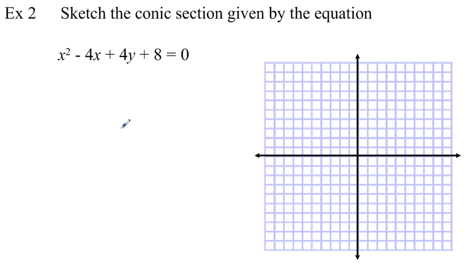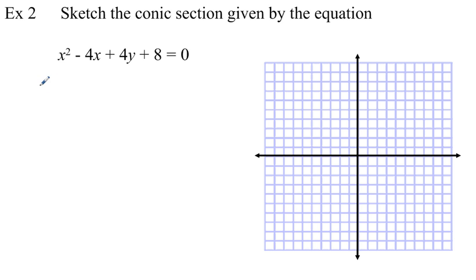Okay. So here's our second example. Sketch the conic section given by the equation. Now, we can tell it's a parabola because notice there's an x squared, but there's not a y squared. Remember with the circle, there was an x squared and a y squared? With a parabola, only one of those variables is squared.